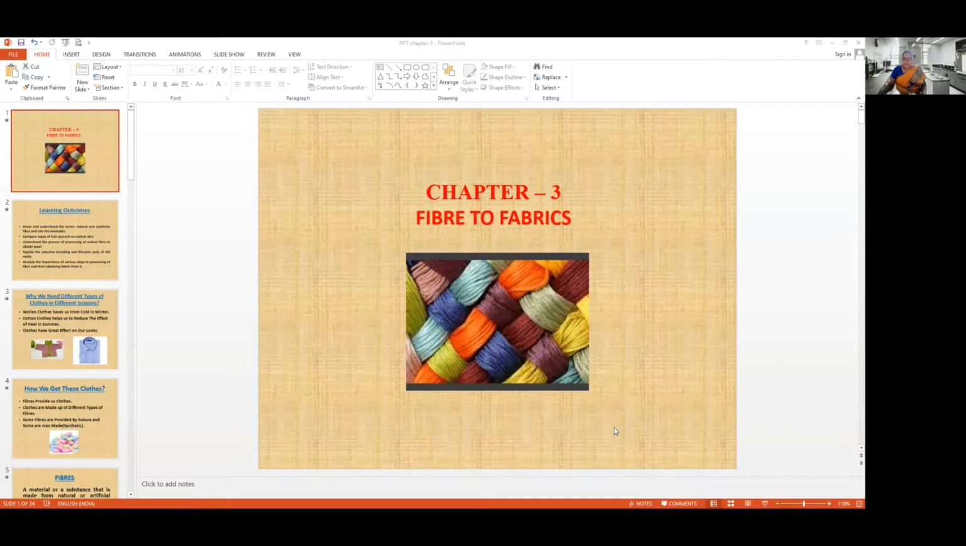But during class time, we have gone through our Macmillan resources and the textbook, what the fibers are, what the properties of all the fibers are, and how to process the fiber. Everything has been explained through videos and also through the textbook. Now I'm going to explain the overall lesson through the PPT. So, chapter 3, fiber to fabric.